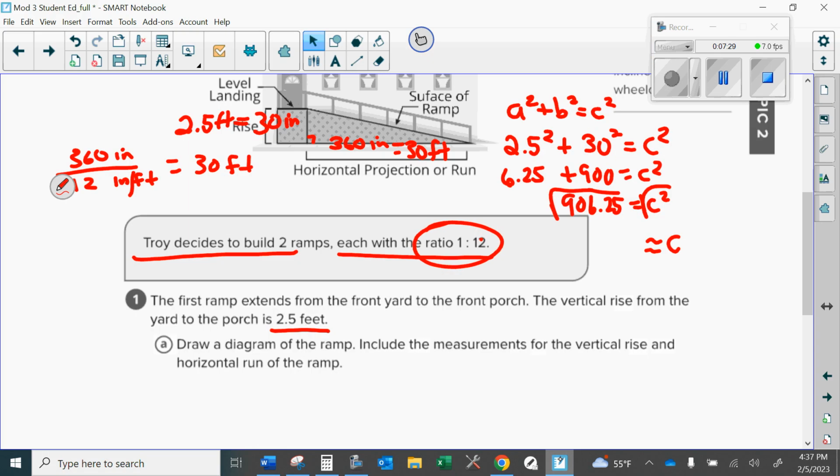Let's bring it back up here. So approximately 30.1 feet would be how long that ramp would be.